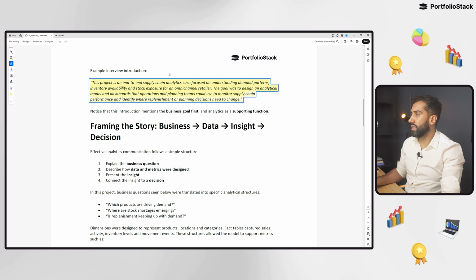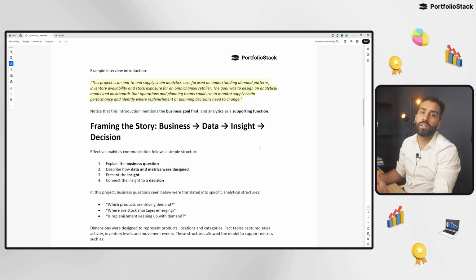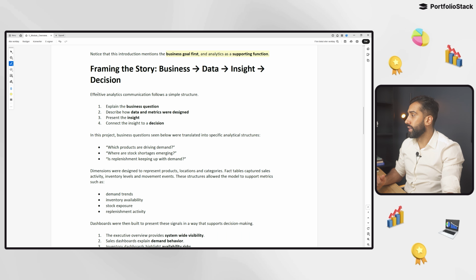Now, of course, I'm not saying that you're going to be able to articulate and talk about things like this from day one, but it gives an idea of where you want to be and how you want to present this. Notice that this introduction mentions the business goals first and analytics as a supporting function, which is what it is. It is a supporting function, and that's something you should keep in mind.